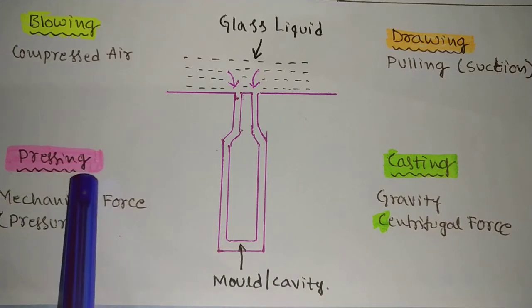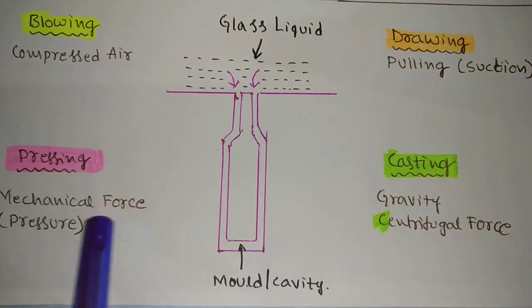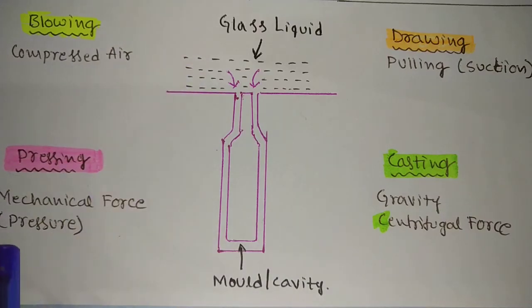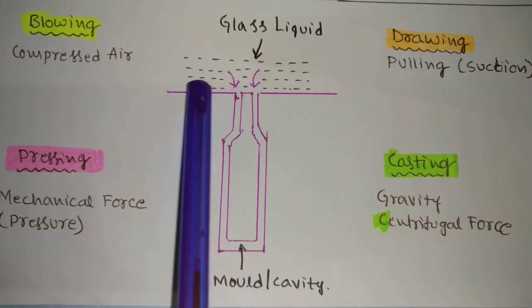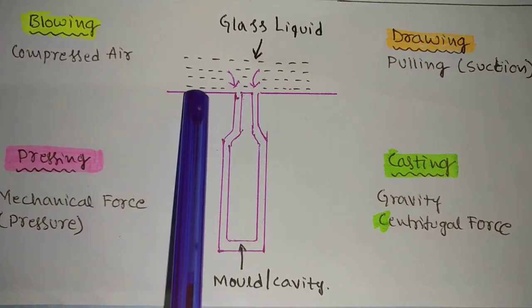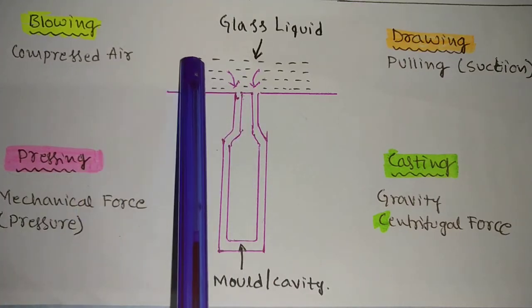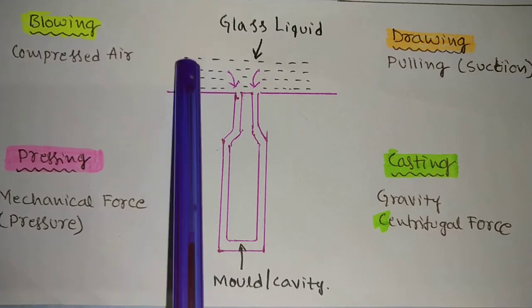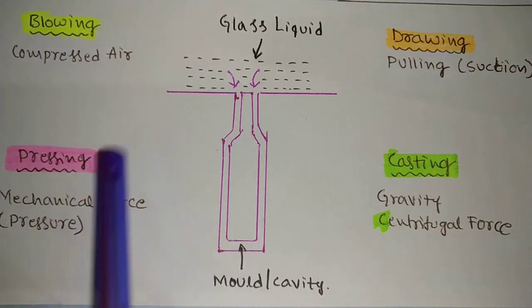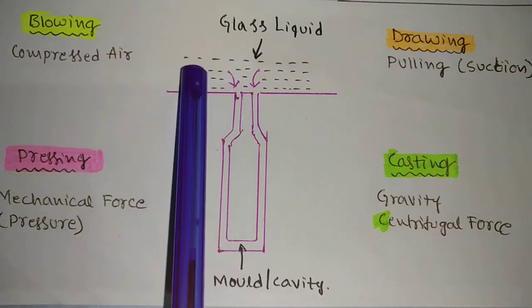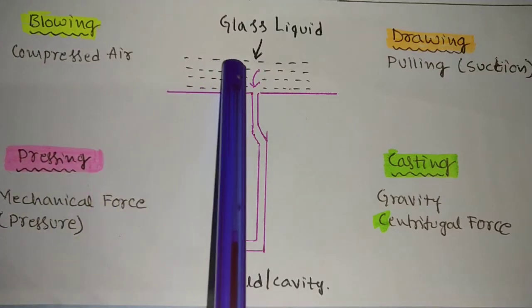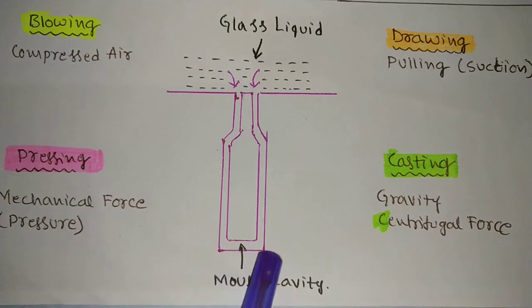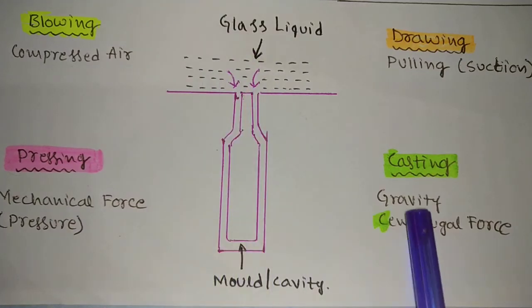And pressing. In pressing, we use mechanical force or pressure, with a spatula-like structure, or a spoon-like structure. We use some material here and apply pressure, that is mechanical force, so that we press the glass liquid and it enters the cavity. And the last one is called casting.